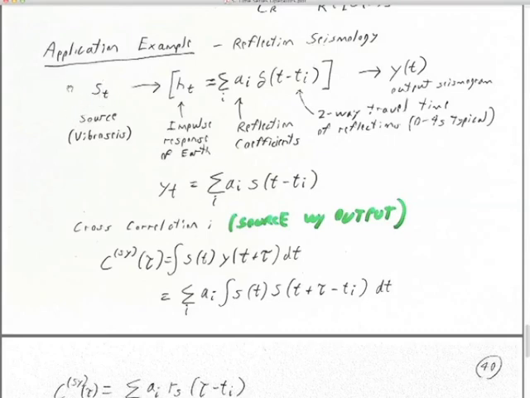We want to put essentially a sinusoidal type of source into the ground. So the force on the ground is going to be sinusoidal. And then down in the ground, there are all these impulses, which are the reflection coefficients of the interfaces at various depths. Each one of those is going to send back a reflection.